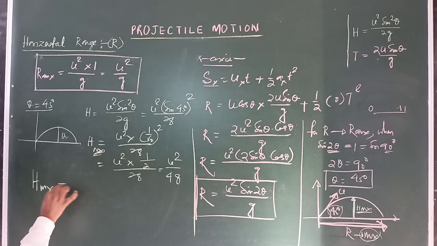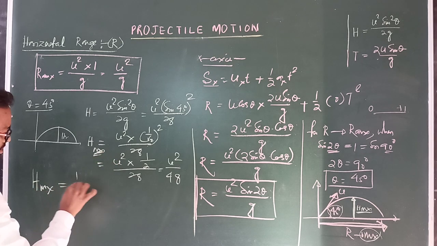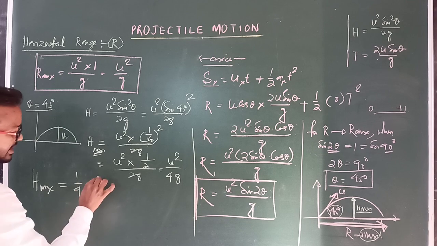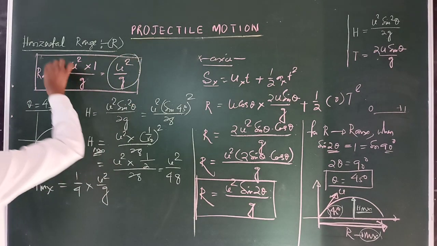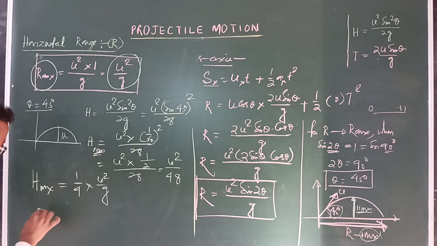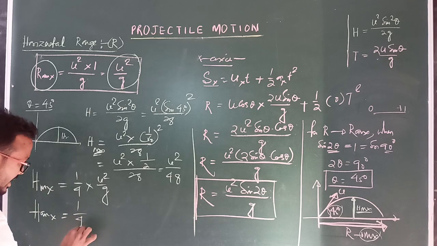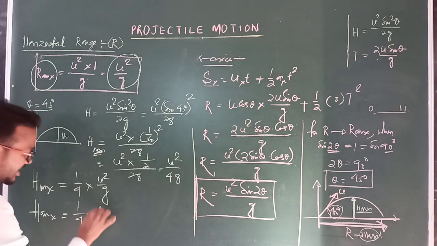So h max, this is h max. So h max equals how much? That is 1 by 4 times u square by g. But here u square by g equals R max. So we have to write a relation between maximum height and maximum range: h max equals 1 by 4 times R max.